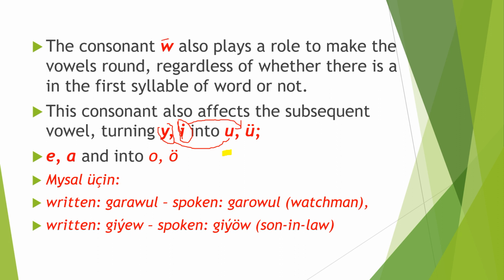And E becomes Ü. Why? Because of this V. I becomes U, E becomes Ü. Because, as I said, this V plays a role in making the vowels round. It doesn't matter where it is. And E, as you can guess, becomes Ö, because both of them are ince.